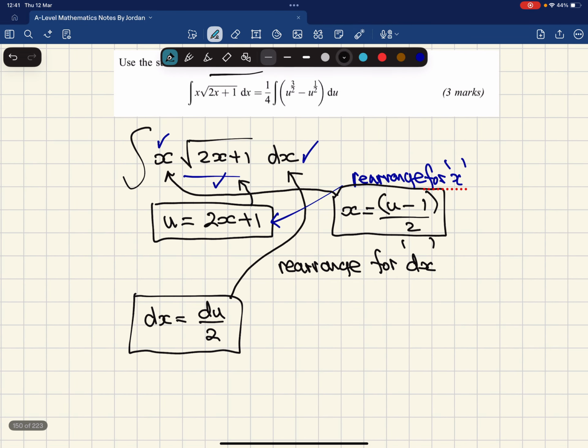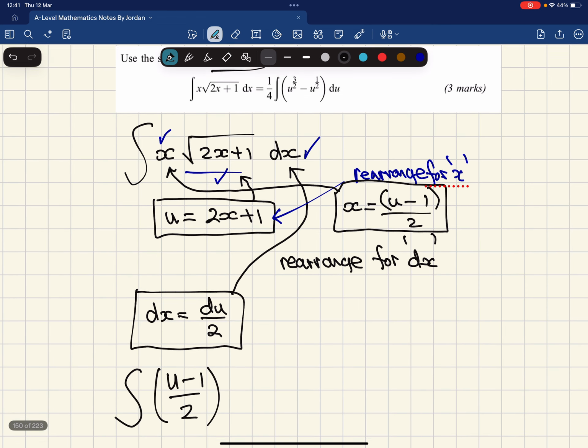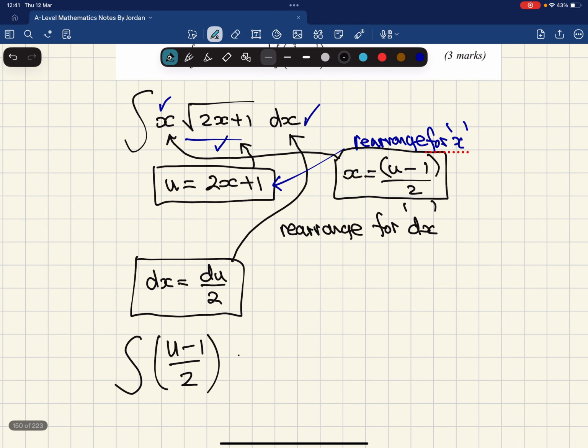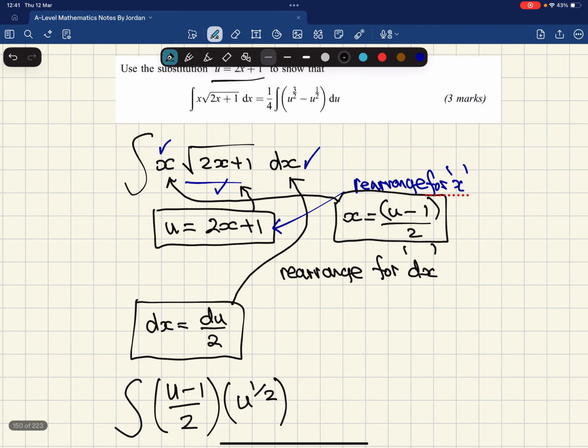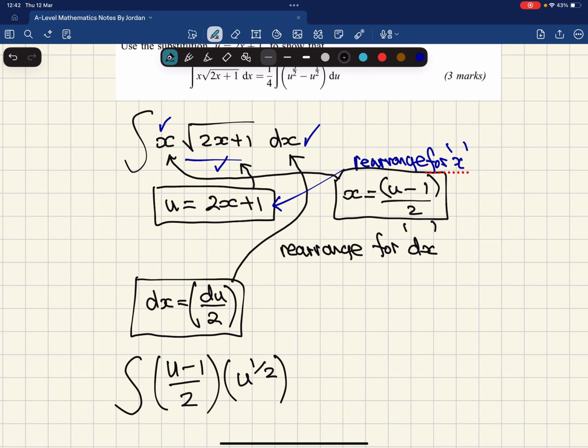Next thing to do is to just substitute everything in. Okay, so for x, remember we have u minus 1 divided by 2, which I'll put there, so that's x. Then I have the square root of 2x plus 1, remembering that our substitution was u equals 2x plus 1. So if we have a square root over this, this will simply be u to the power of 1/2. And then finally dx we need to sort out. So our substitution for dx was du over 2.